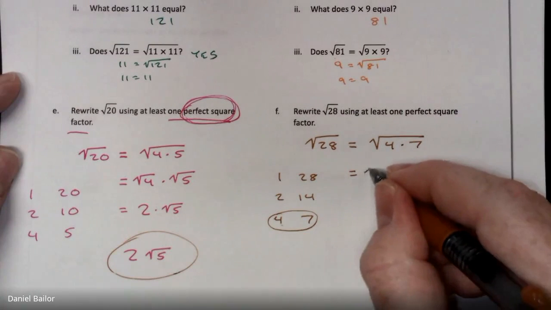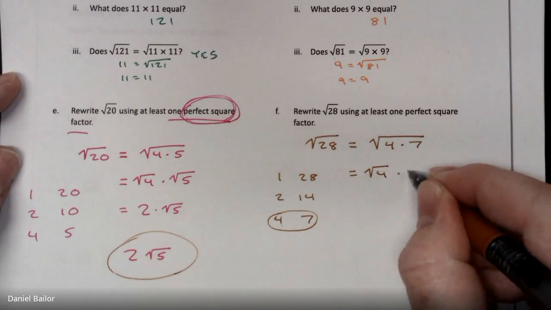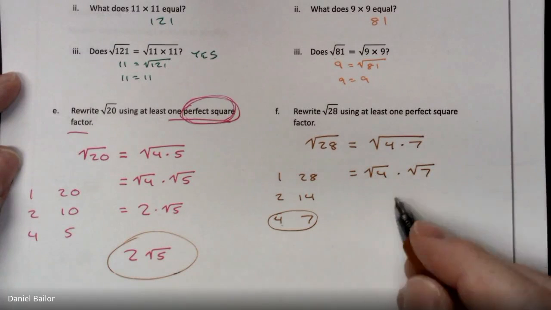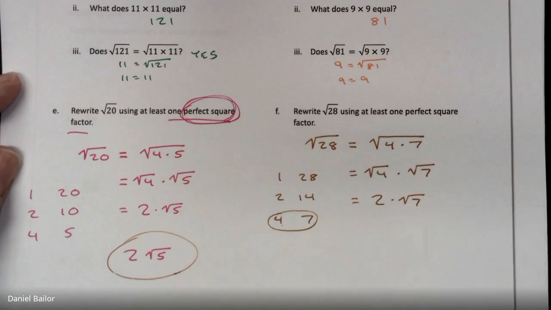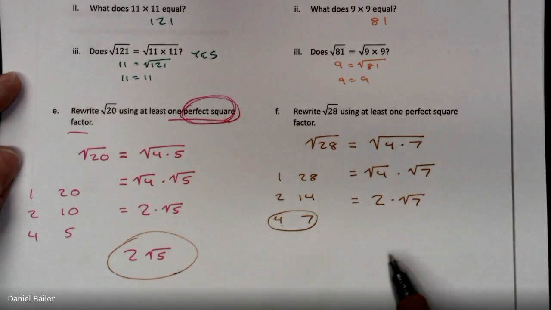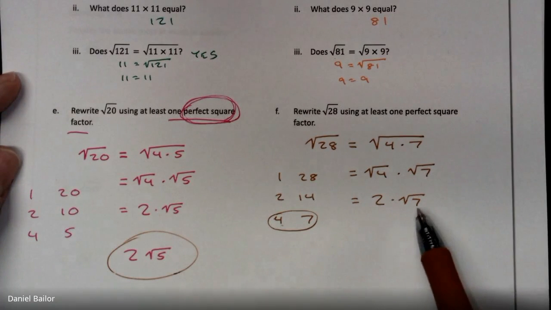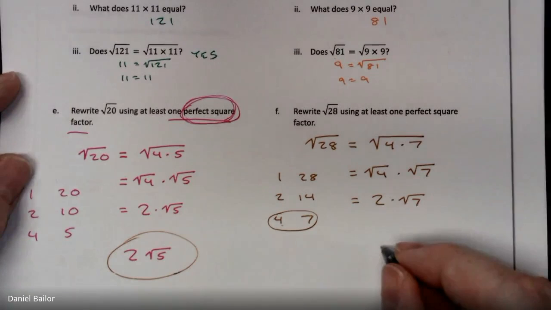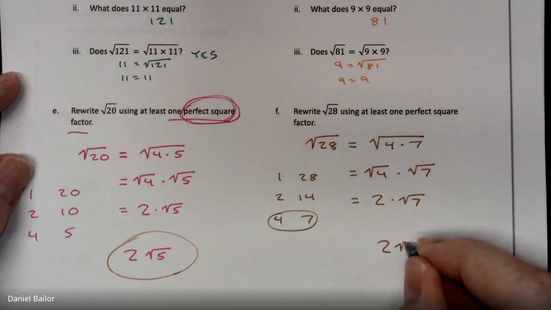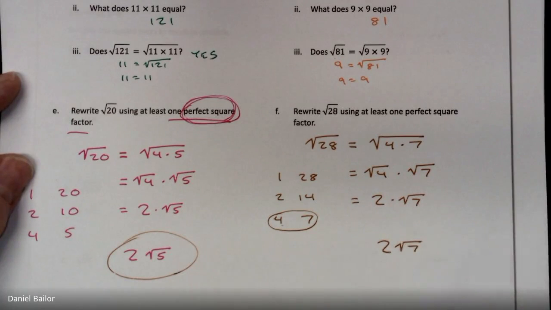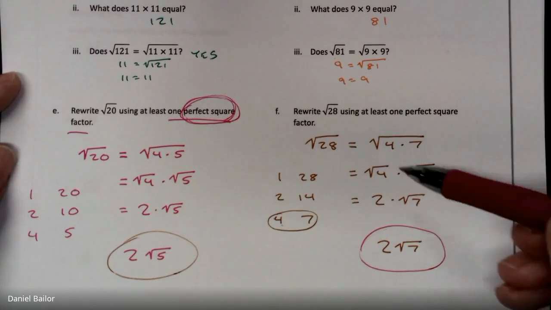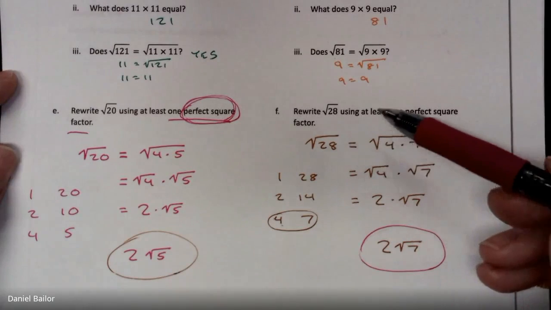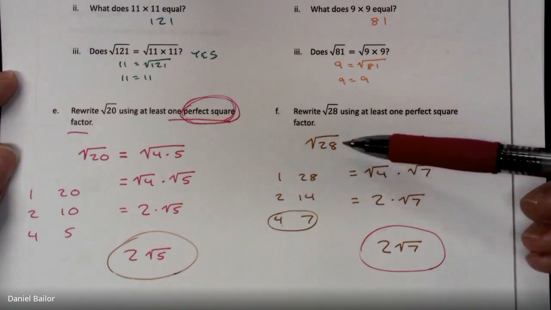So I'm going to take the square root of them separately. And I know the square root of 4 is 2. And now it's simplified. And I cannot simplify it anymore because 7 is prime, so it does not simplify. So I get 2 times the square root of 7. That is the simplified form of the square root of 28. So the square root of 28 simplified is this.